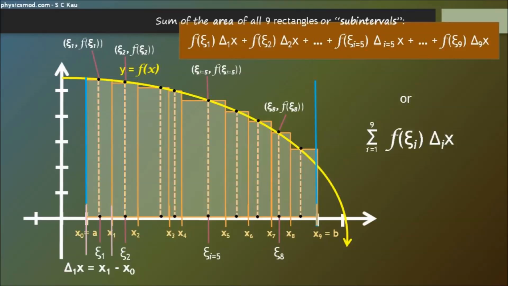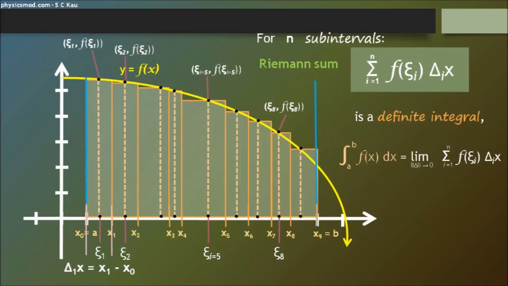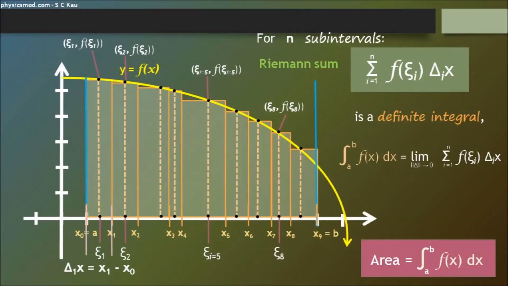Or it's just the summation of the product of f of psi i and delta i x, where i is from 1 to 9. And this is just the Riemann sum. In general form, given n rectangles or subintervals, the Riemann sum is a definite integral of f if the limit from a to b exists. And so we are able to solve for the area of the region R.